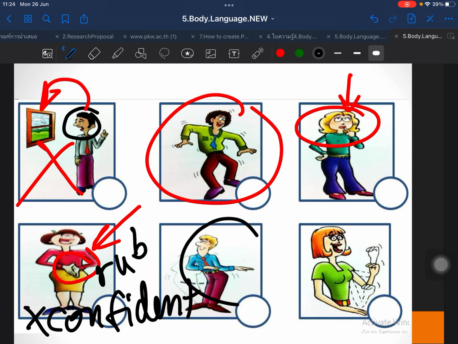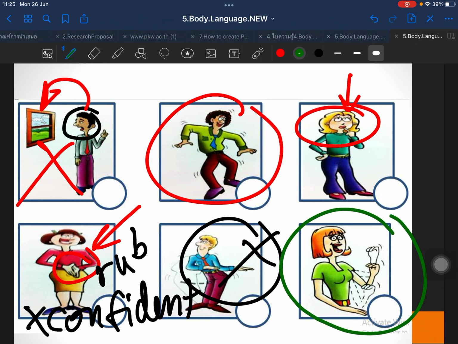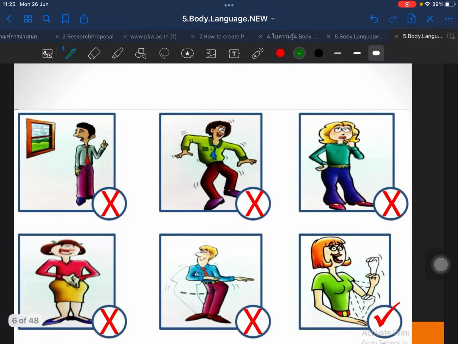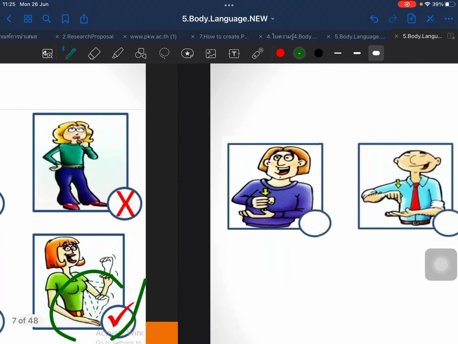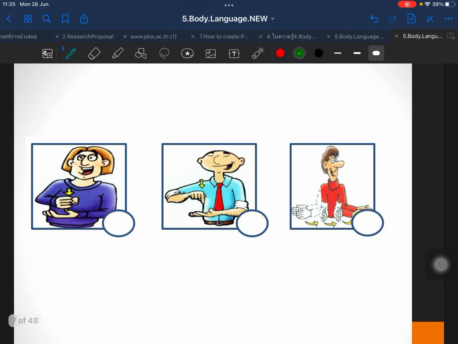And the last one is also another bad one because the way he moves is like serving, moving his waist around. That is not a good gesture. But the last one is a good one because she is showing the steps, like step 1, 2, and 3, by showing her hands up and down like that. So it is good. As you can see, this is the answer.